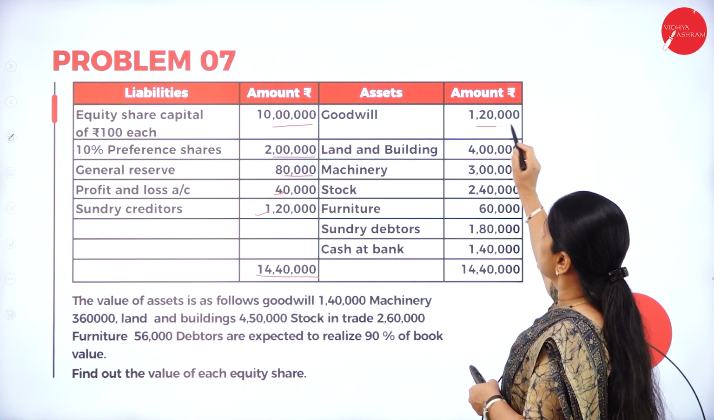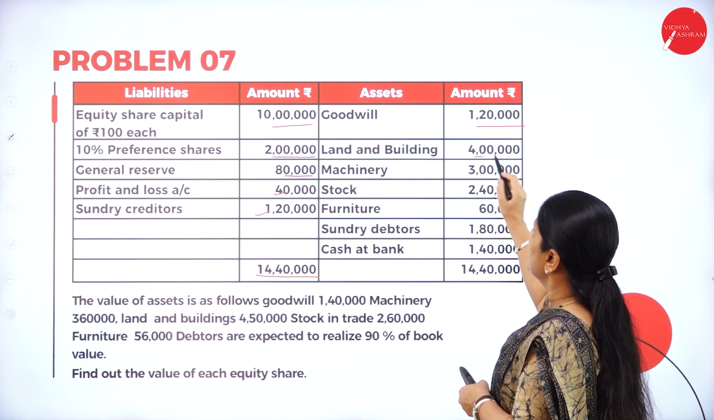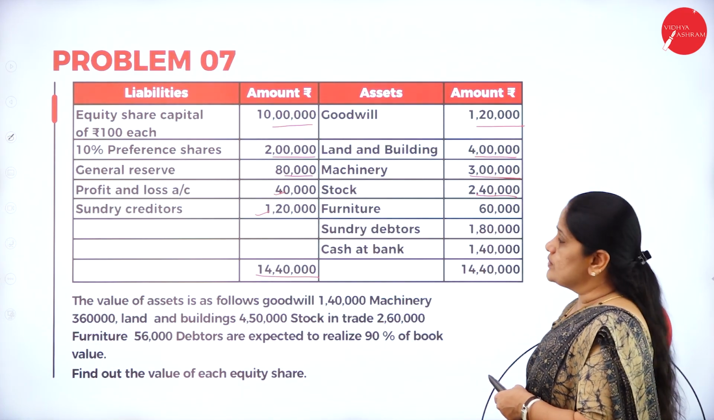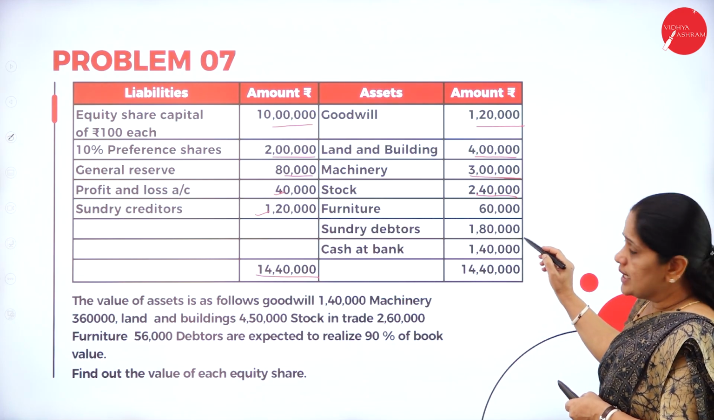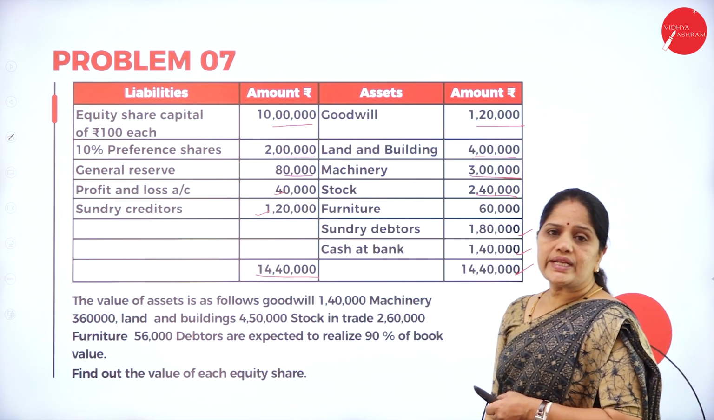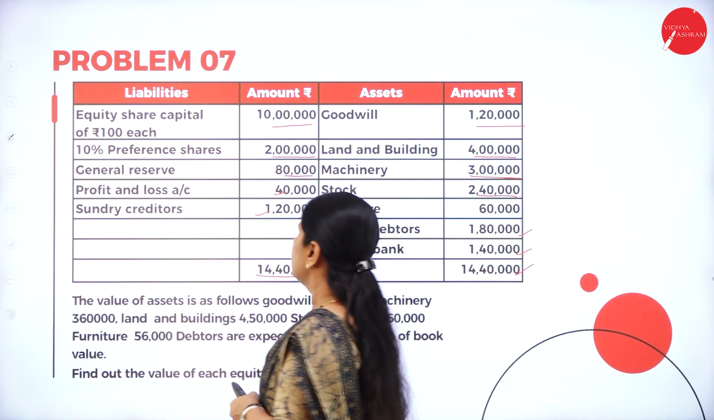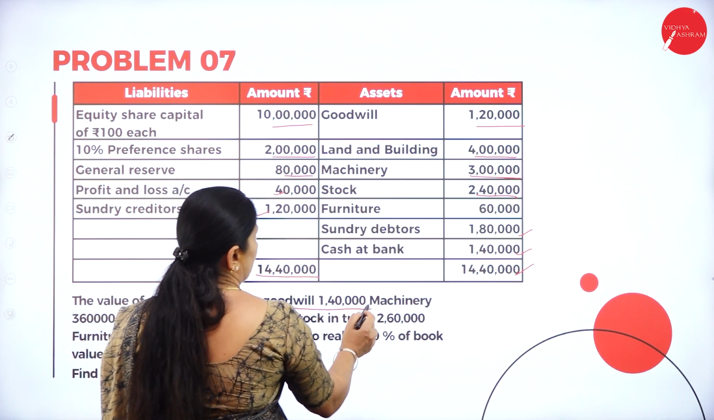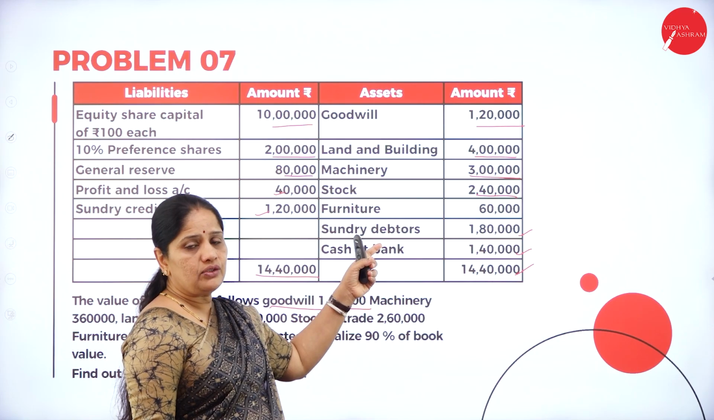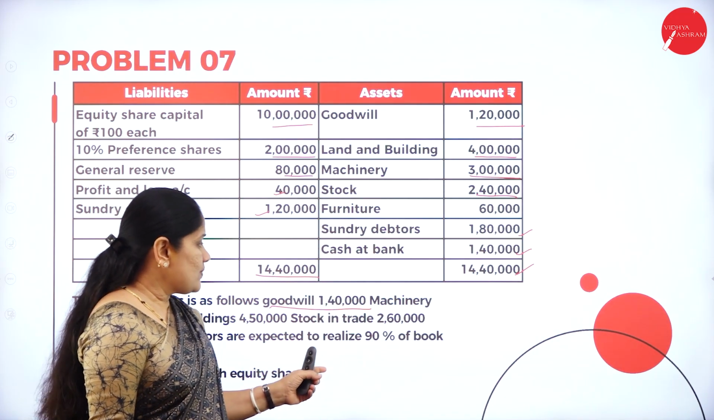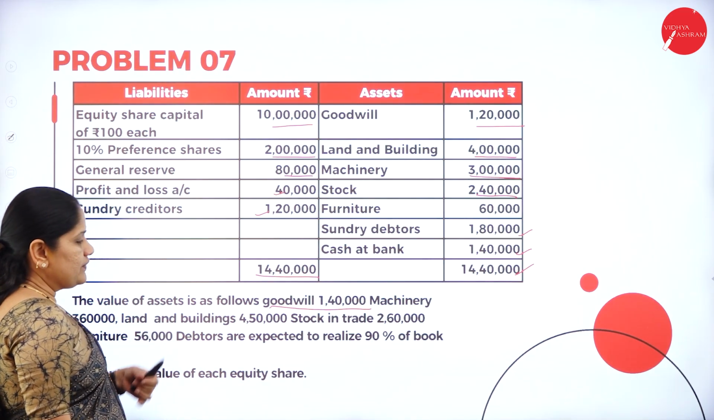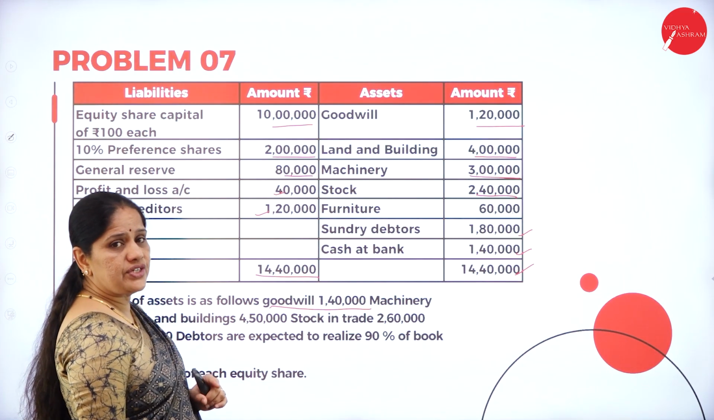Now in the asset side we have the goodwill at 1,20,000, land and building 4 lakhs, machinery 3 lakhs, stock 2,40,000, furniture 60,000, debtors 1,80,000, cash at bank 1,40,000. Total is 14,40,000. Now, in this problem, they have given the balance sheet value, that is the book value of the asset, as well as the value of the asset after revaluation. So, the value of the assets is as follows, that is after revaluation.